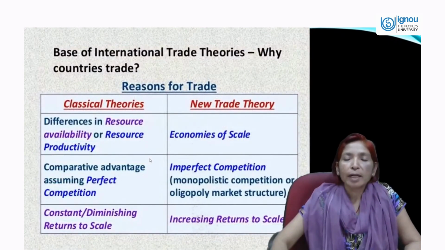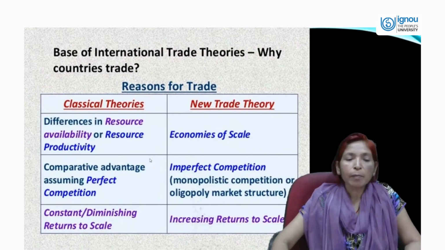Base of international trade theories. Why do countries do international trade? The reason for trade is that resources are available in each and every country differently. There is a difference in resource availability or resource productivity.